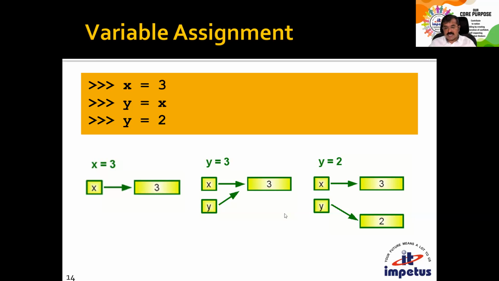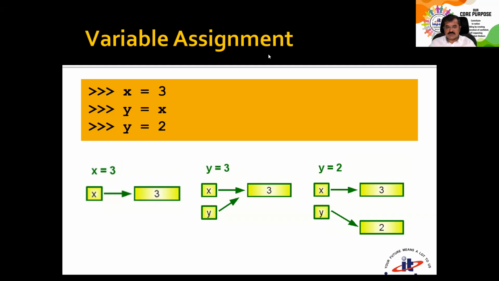Let's cross-check it and also see the addresses. I said we cannot assign addresses, but we can see them. So let's do it. Look at this. I say x is equal to 3. And for some reason, I want to know the location where x is pointing. I just say id of x.